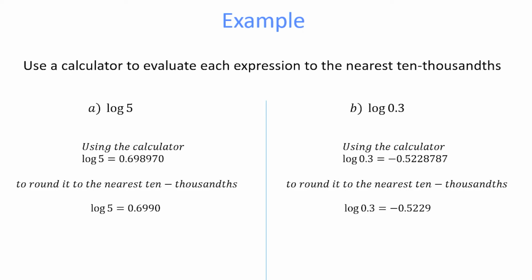Now we need to find the value of log 0.3. So again, you need to type the log button first, then type 0.3 and then press the equals sign. This is what we will see on the screen. And then we need to round it to the nearest 10,000th, which is again, we need to keep the first 4 decimal places.